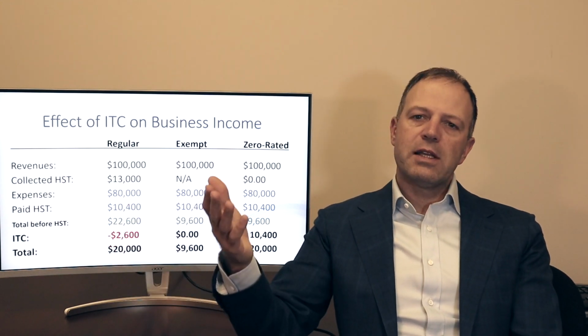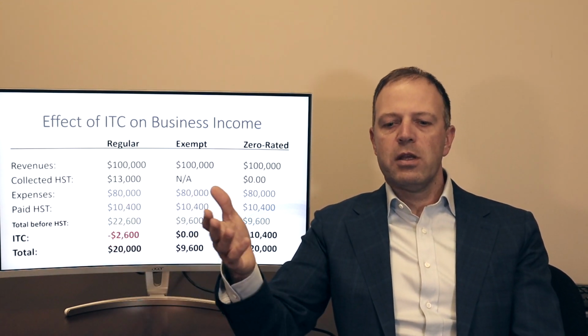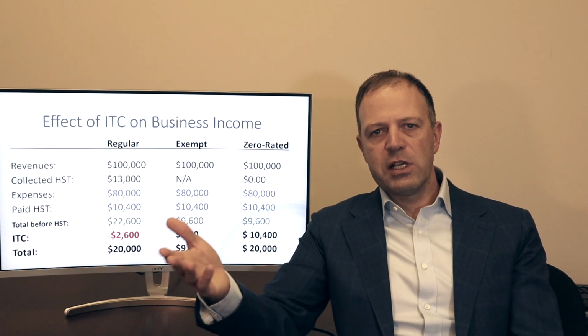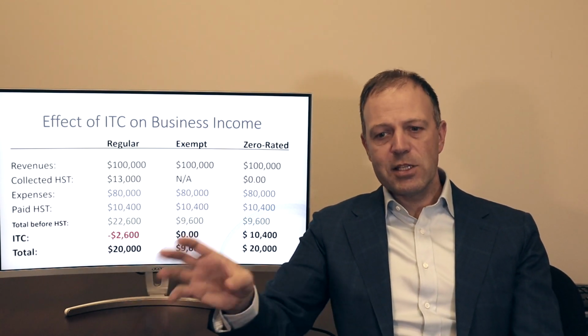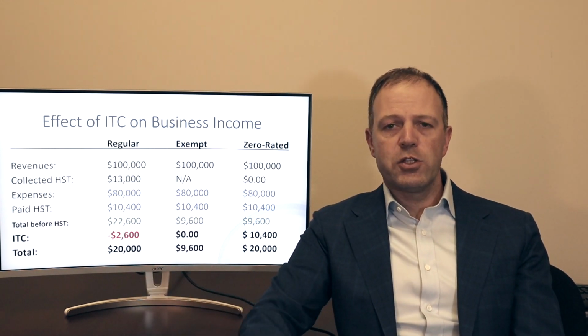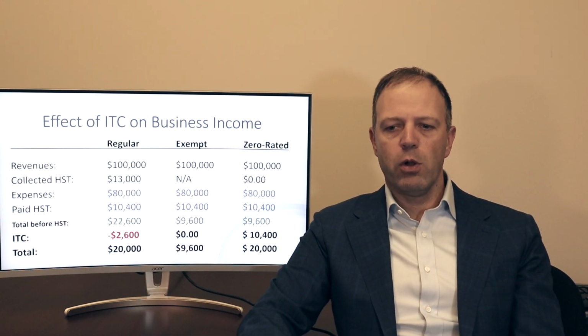At the same time, the exempt business will end up receiving only $9,600 and losing those $10,400 of HST. This is the main difference, and that's why it's important for us to understand to which group we fall.